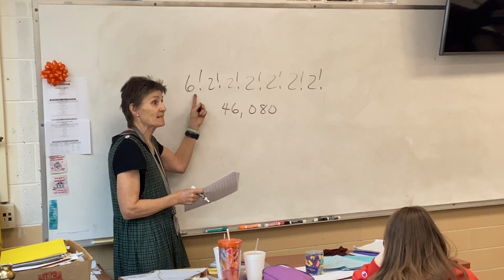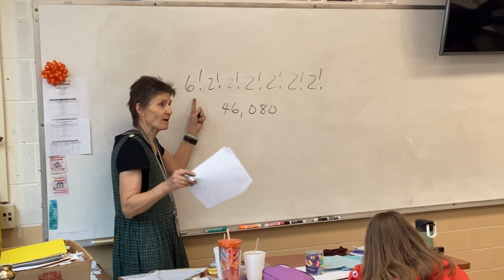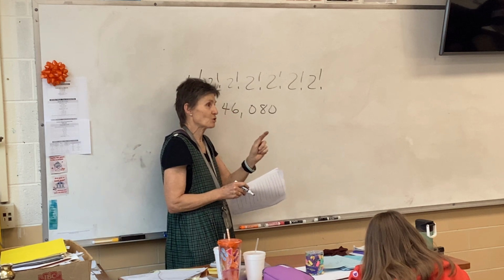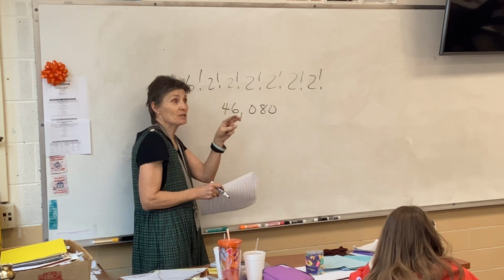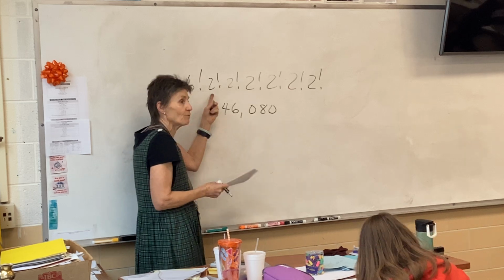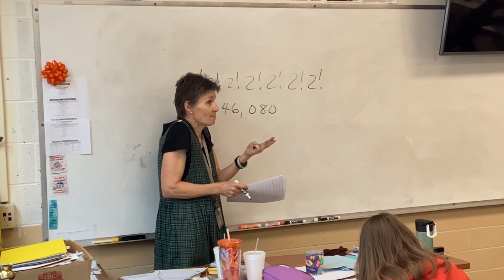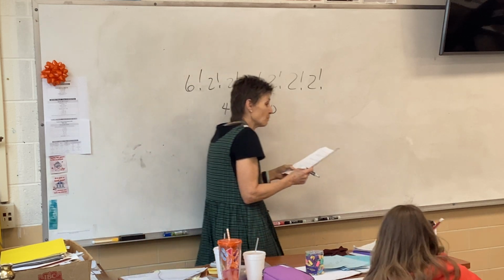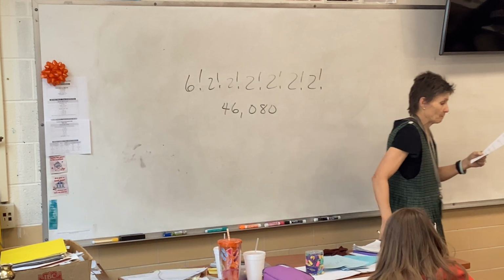Okay, so there's 6 bundles of people, 6 factorial. But each individual bundle can be rearranged, right? And since there's only 2 people in the bundle, it would be 2 factorial. If there were 3 people in the bundle, it would be 3 factorial. All right, let's look at number 34 because it will help.